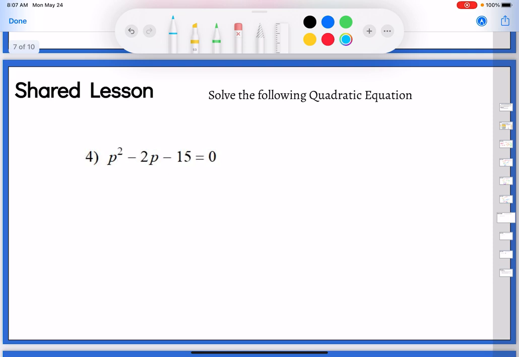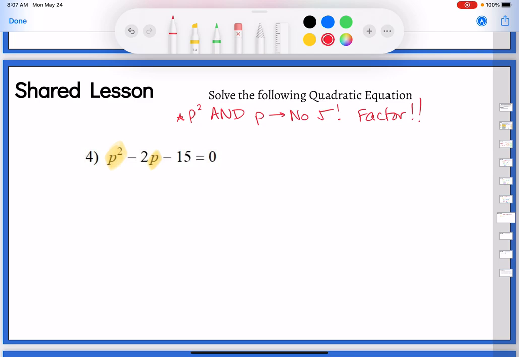I've got p squared minus 2p minus 15 equals 0. Now on this one I see I have a p squared, but I also have p. So I cannot use square roots, right? So I have p squared and p, so no square roots. I have to use factoring.